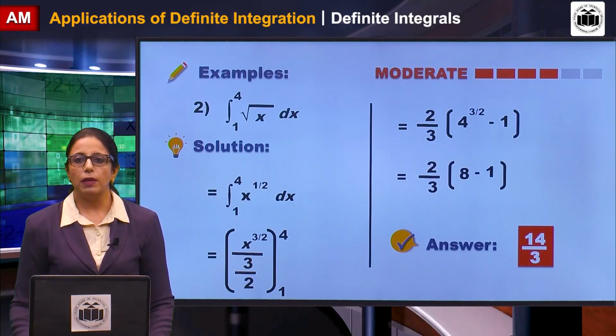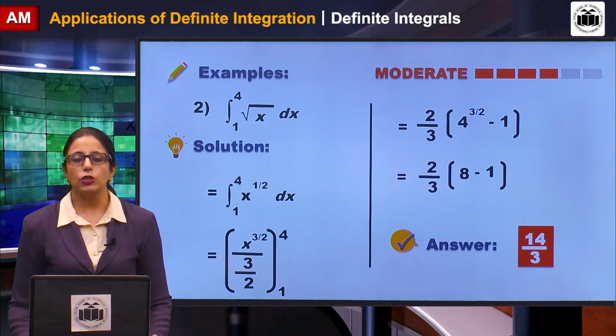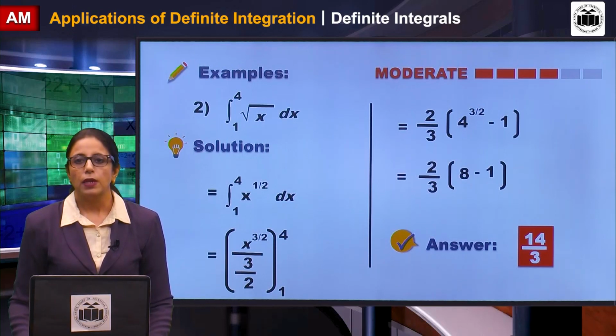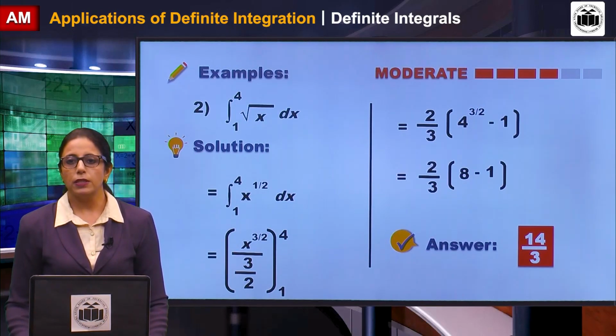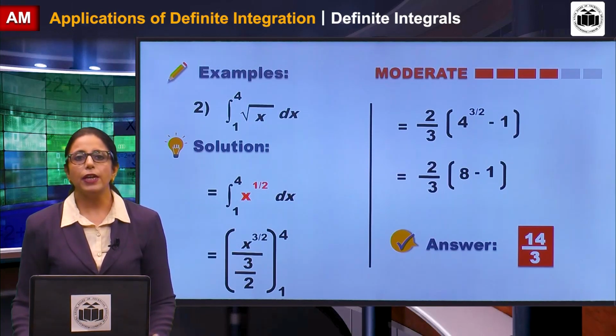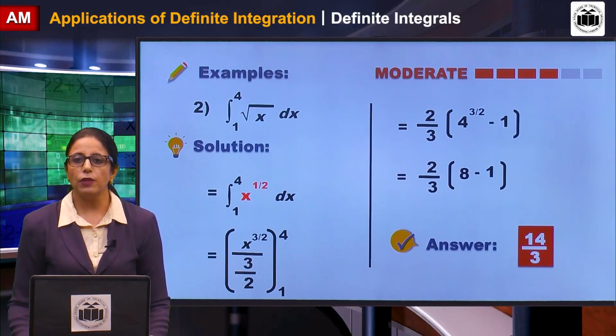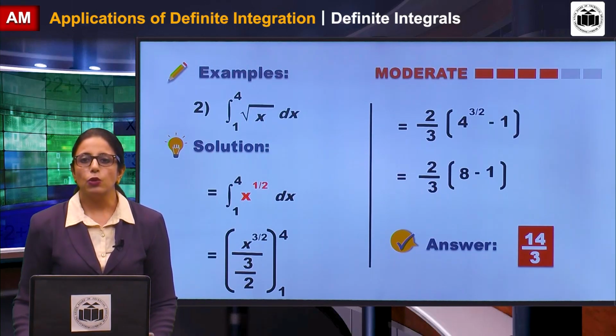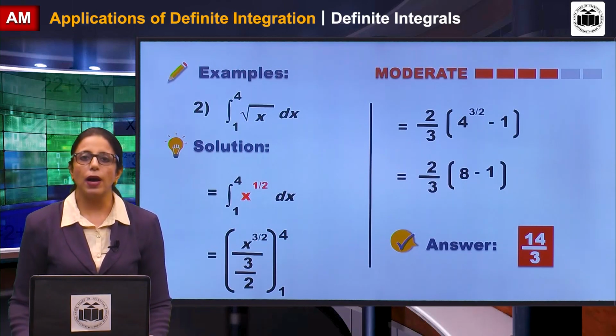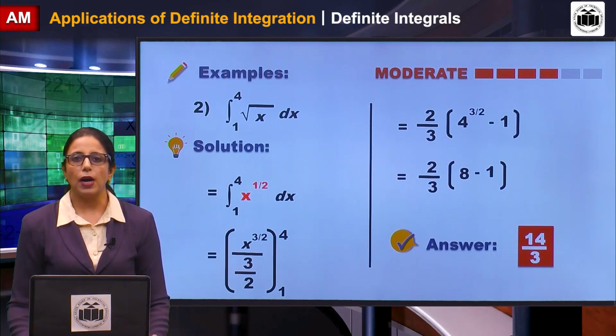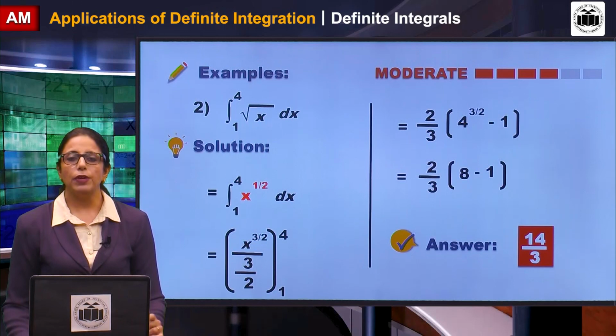The next example, where you have to integrate root x, the integration is from 1 to 4. What has to be remembered here is that you cannot integrate root x directly, you need to bring it in the form x raised to half. The root sign is always taken as a power of half. So you first take a power of half and then you integrate it using the formulas and applying the limits.